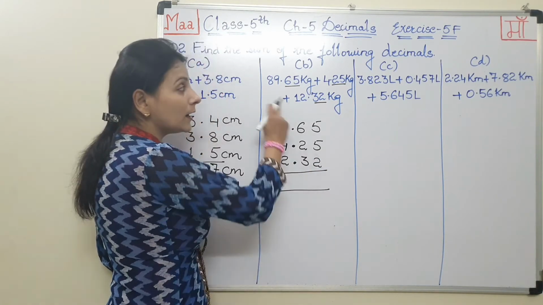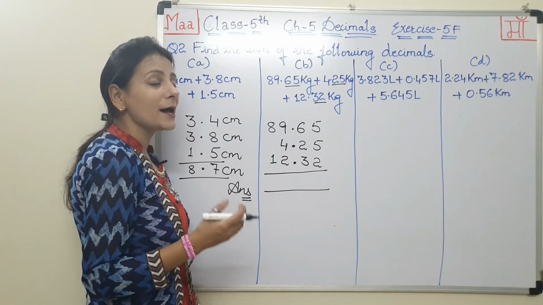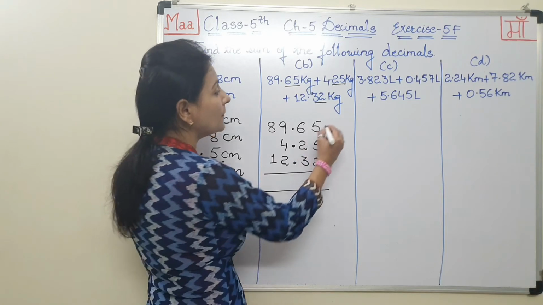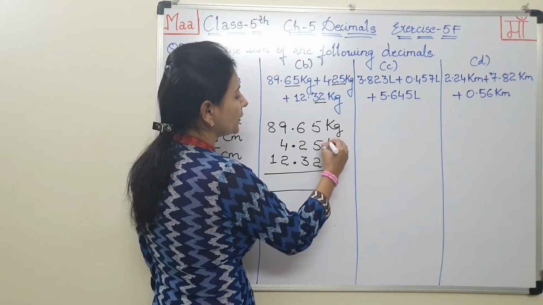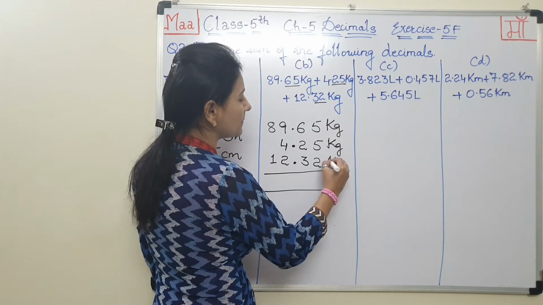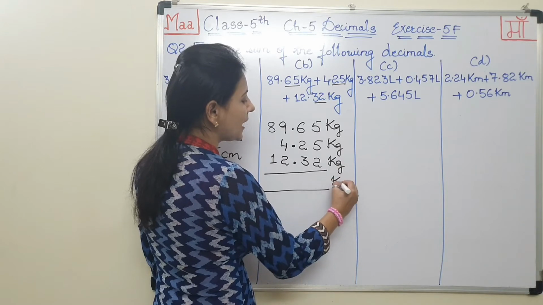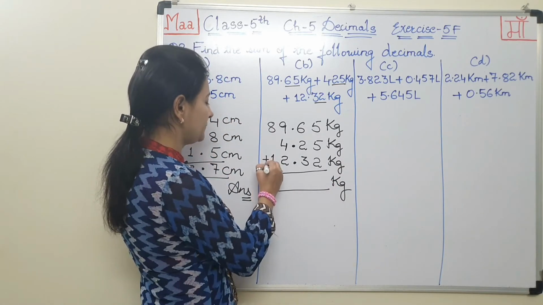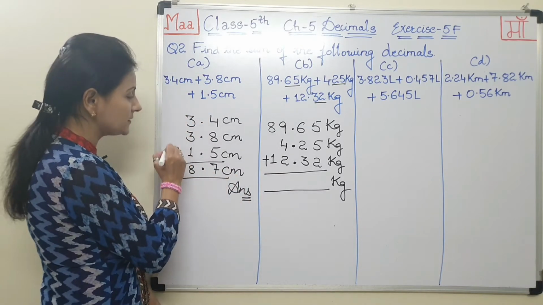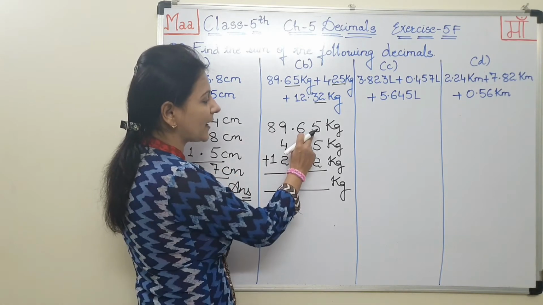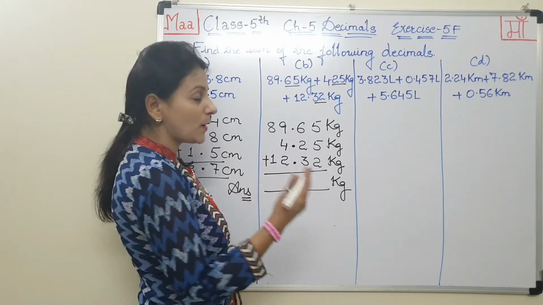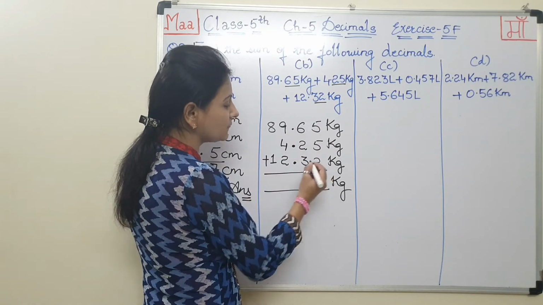Now again these three decimal numbers have one unit, and this time it is kg, kilogram. So we will write this kilogram unit with all the decimal numbers, and also in the answer this kg unit will come. Now start adding it. Put addition sign when we are adding. So we will put the addition sign. So 5 plus 5 is equal to 10 plus 2 is equal to 12. So 2 will come here and 1 in mind.